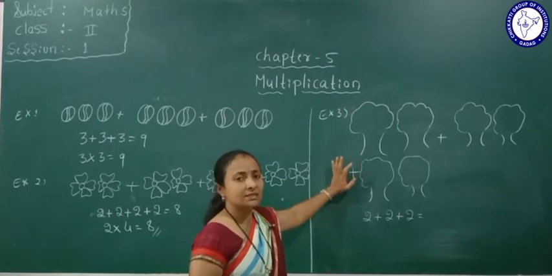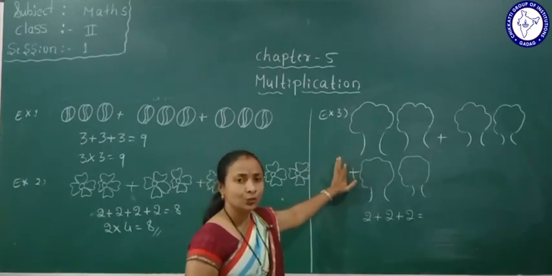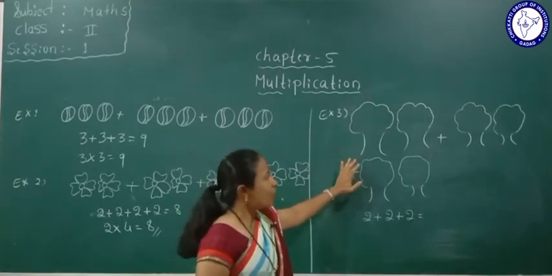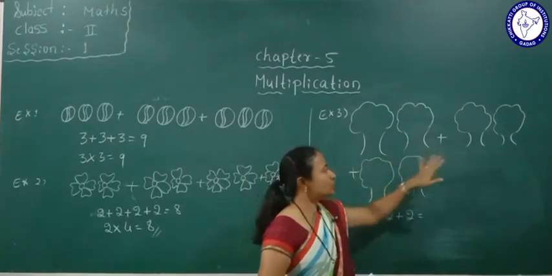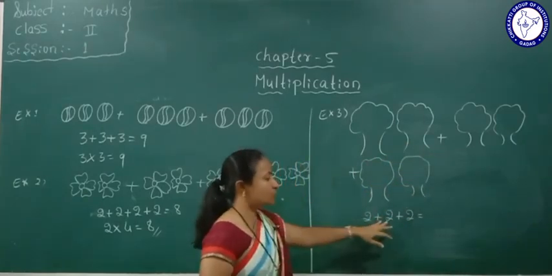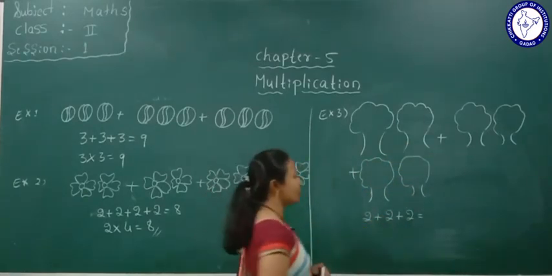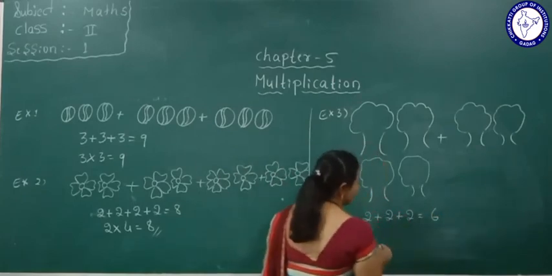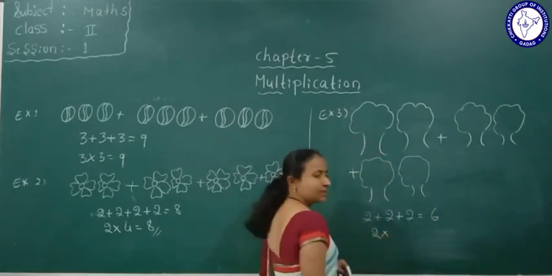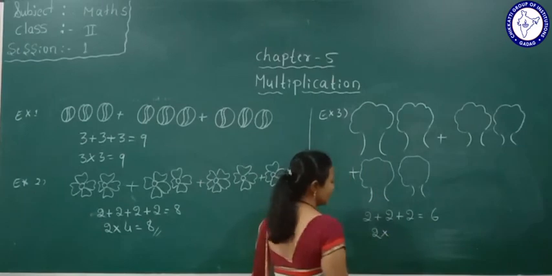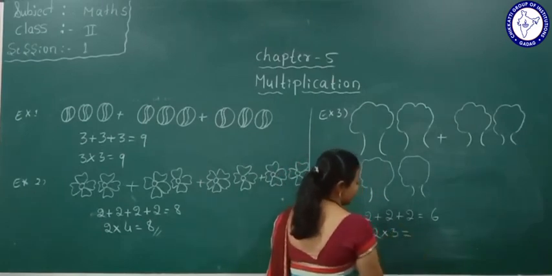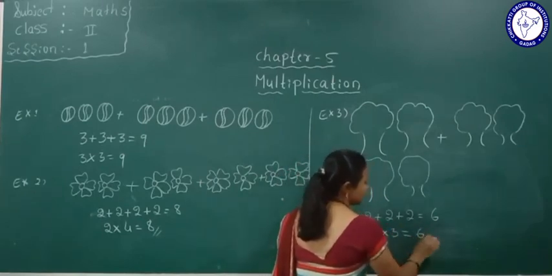So in 6 trees we will make 2 in one group. Okay. How many groups are there now here? 1, 2, 3. Yes. 2 plus 2 is 4. 4 plus 2 is 6. Okay. 2 is repeated. How many times is it repeated? So 3 times it is repeated. 2 3s are 6. Yes.